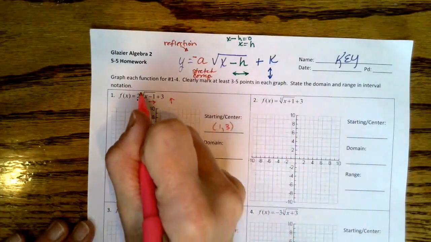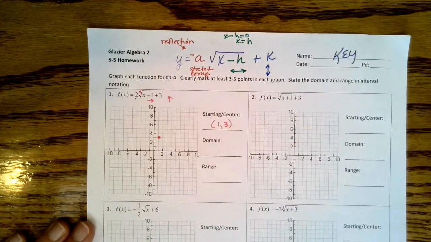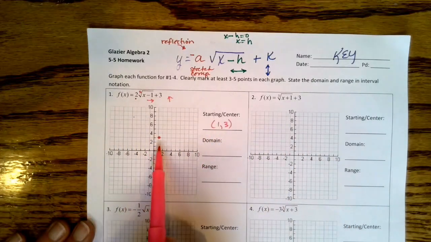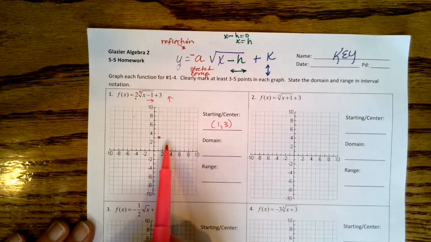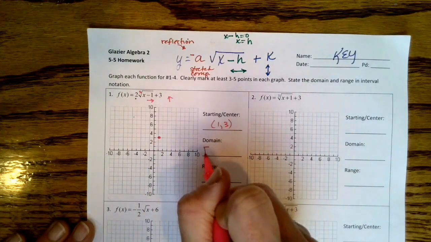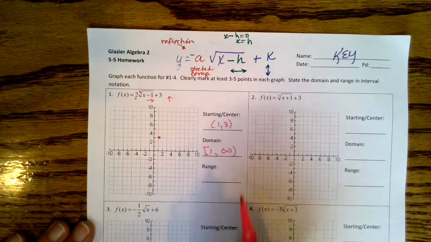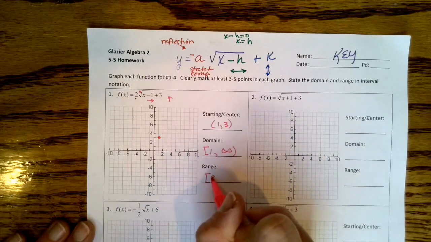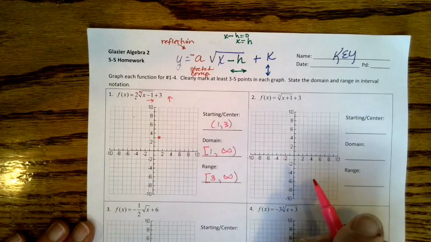Remember, when I have a square root graph, my domain is going to be everything that is positive under the radical sign, so I can't have anything negative. So from this start point, including it, up to positive infinity. And then my range, of course, for my y values, is going to be including that value of 3 and then on to infinity.